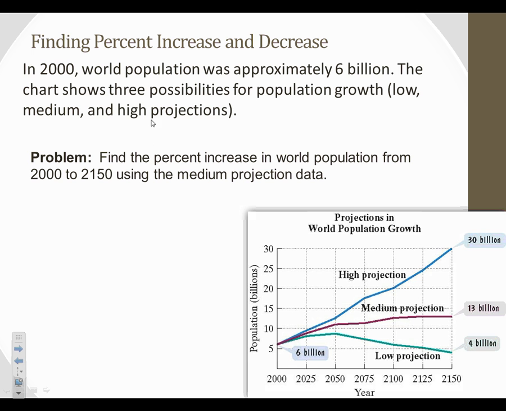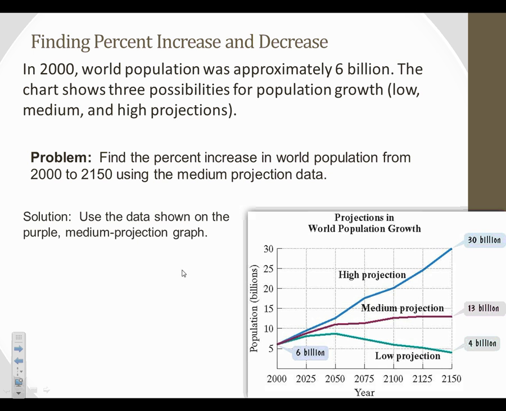Okay, the last example to give you a problem. In 2000, world population was approximately 6 billion. The chart shows three possibilities for population growth: low, medium, and high projections. So find the percent increase in world population from 2000 to 2150, that's a long way away, using the medium projection data. So high, medium, low, I'm going to use the purple line.